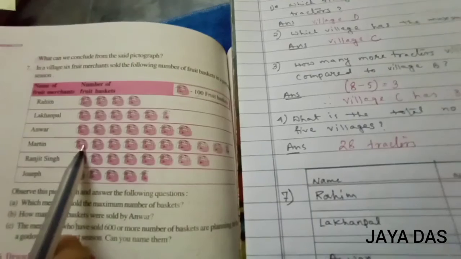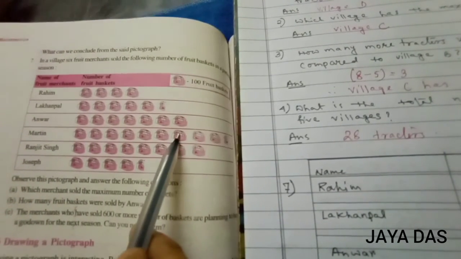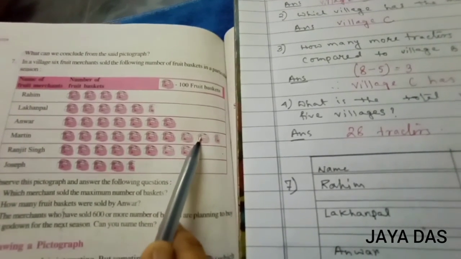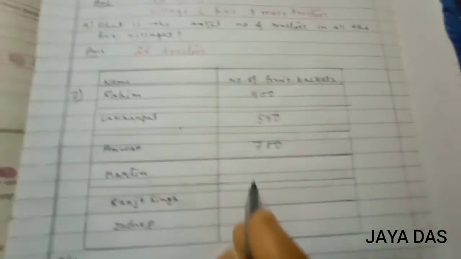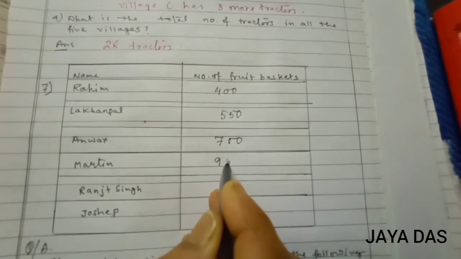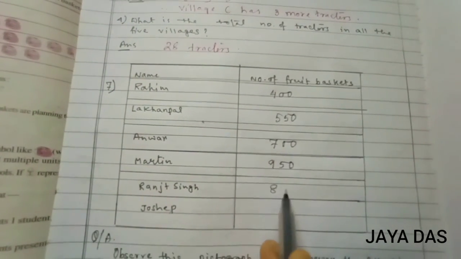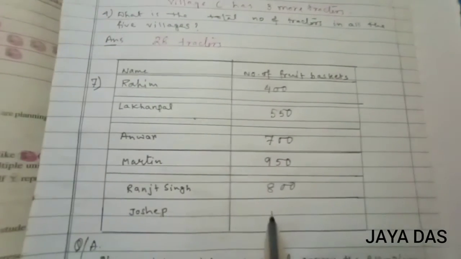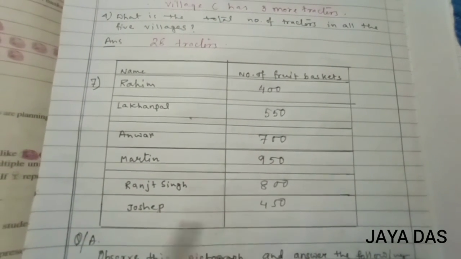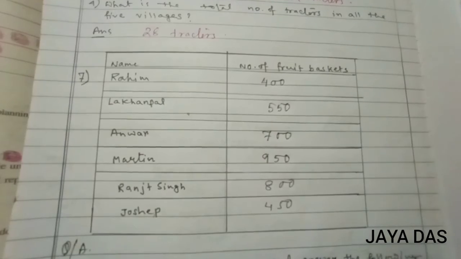Martin 1, 2, 3, 4, 5, 6, 7, 8, 9. 9 complete and a half, that means 950. For Martin it is 950. For Ranjit Singh 1, 2, 3, 4, 5, 6, 7, 8. That means 800. For Ranjit Singh it is 800. And Joseph 1, 2, 3, 4 and a half, 450.